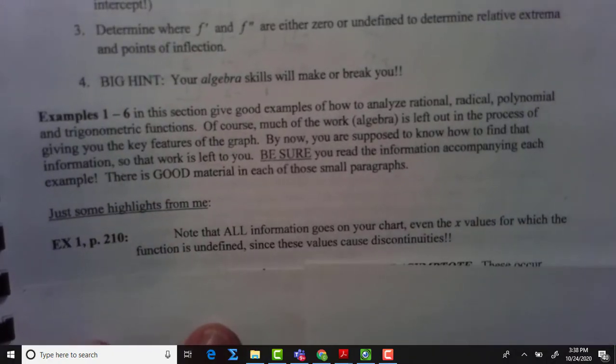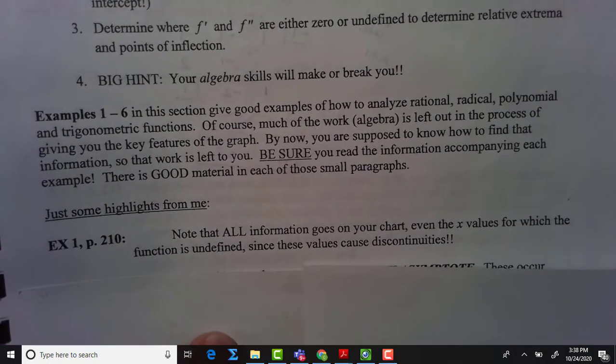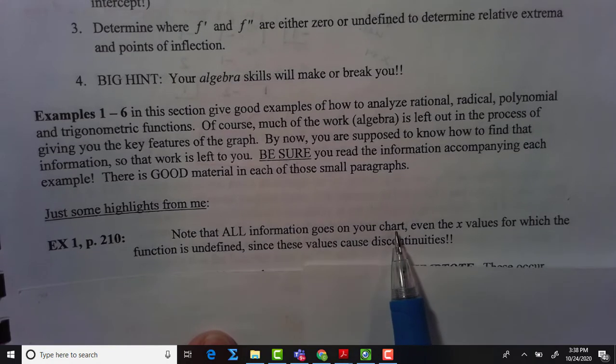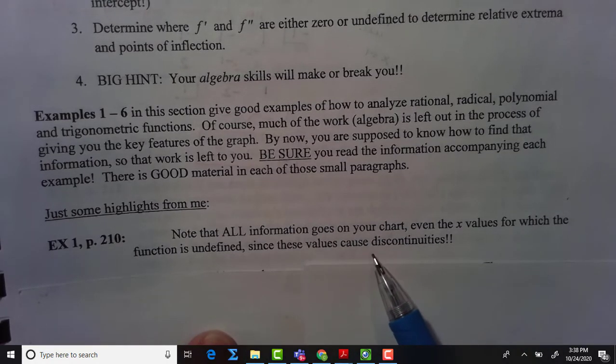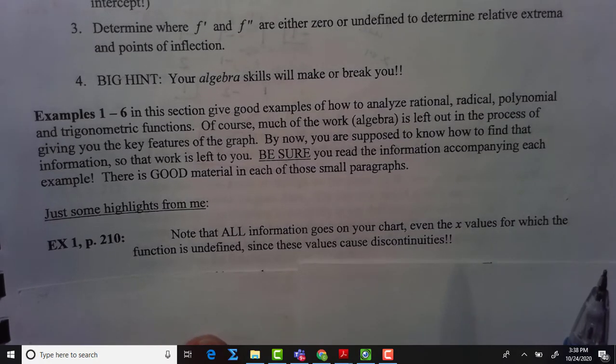Look at my comment for this example we just discussed. All of your information goes on your chart, even the x values for which the function is undefined, since these values cause discontinuities. Okay, that is my comment for example 1.